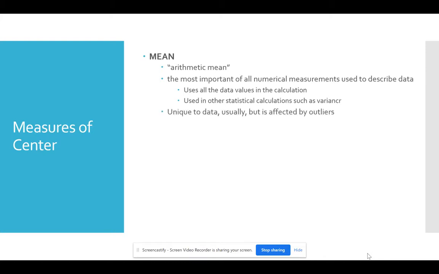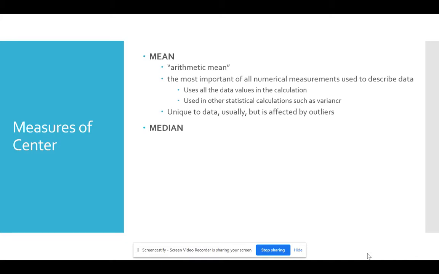The mean is also a unique value to the data set, but it can be affected by outliers. If you have one or several outliers that don't seem to fit, it can cause the mean to be too low or possibly to be too high. So it can be inflated or deflated. So you have to be aware of that and pay attention to whether or not your data set has outliers.